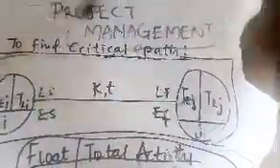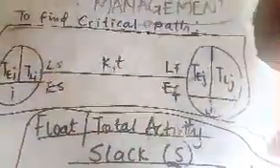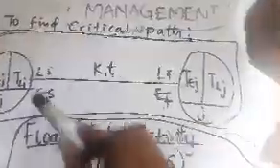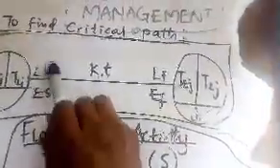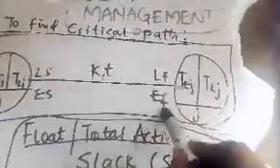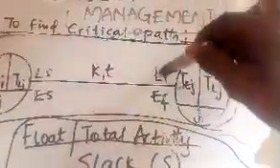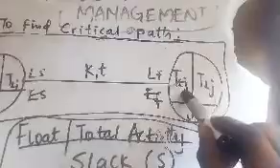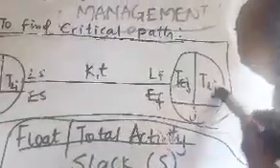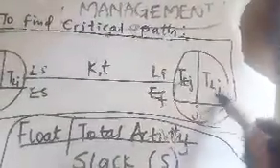To find the critical path, you just remember that you have your earliest time, you have your latest time to finish, you have your earliest start time, latest start time, and you have your earliest finish time, you have your latest finish time. Then you have your earliest time and you have your latest time too here.